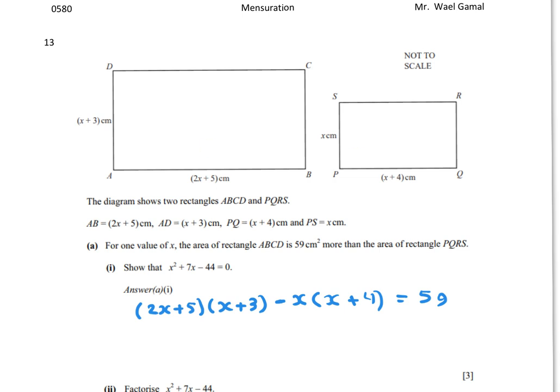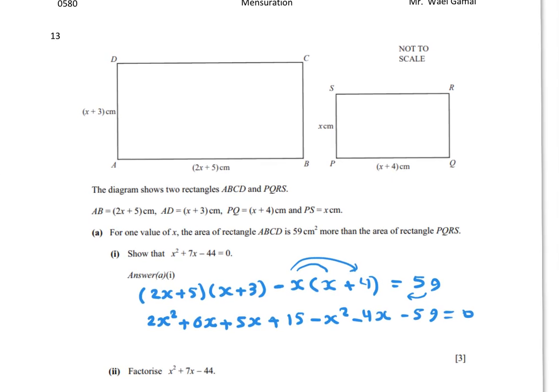So expand. 2x times x equals 2x squared. Then 2x times 3 equals 6x. 5 times x, 5x. And 5 multiplied by 3, 15. Now negative x times x, negative x squared. Negative x times positive 4, negative 4x. And transpose 59 to the other side, so minus 59 equals 0.